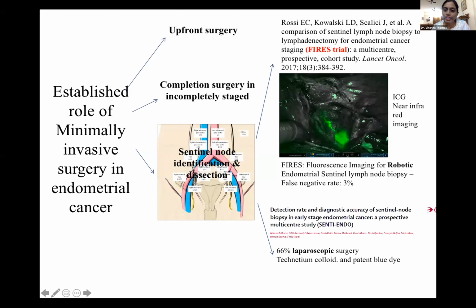In the FIRES trial, all patients in the cohort underwent robotic surgery with use of indocyanine green and near-infrared imaging to detect and identify sentinel nodes. In the SENTI-ENDO study, some of them had open surgery, but the majority, about 66% of them, had laparoscopic surgery with use of technetium colloid and patent blue dye.